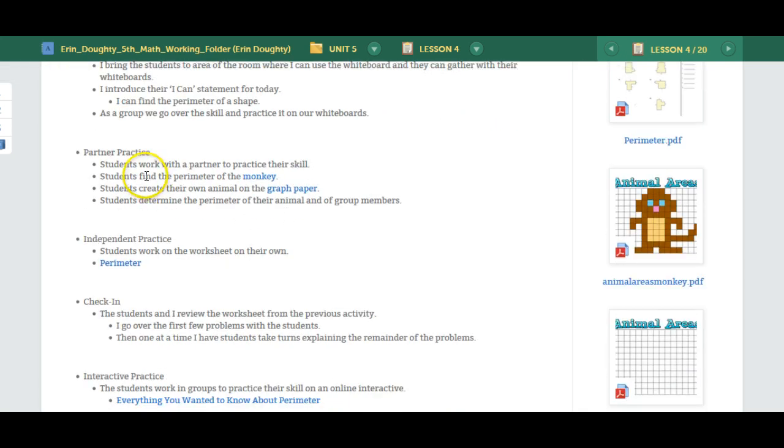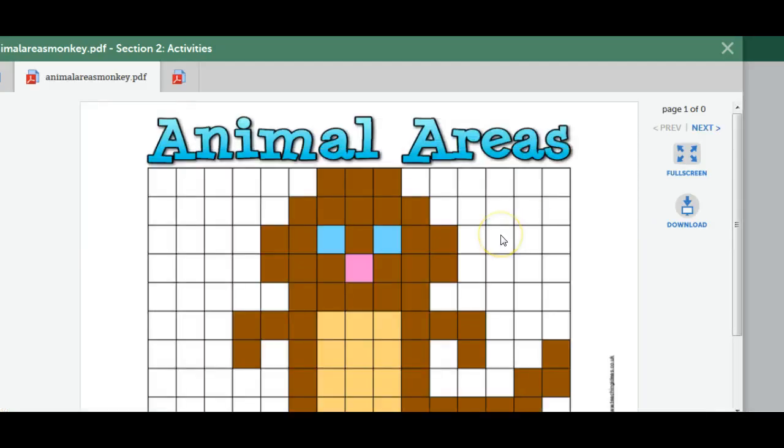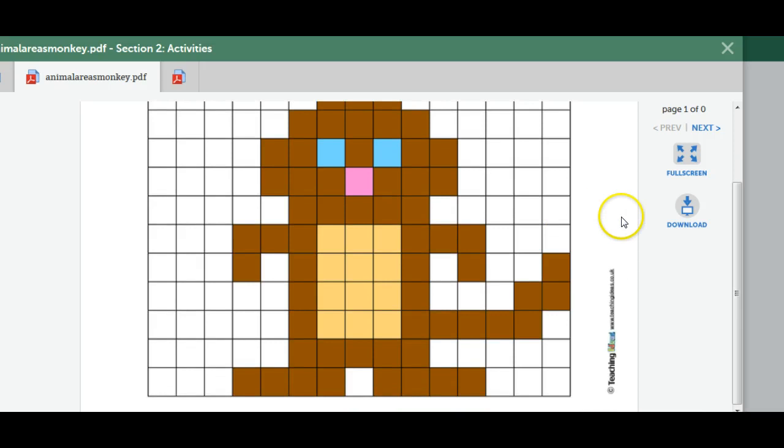The second day, the students will be practicing with a partner. They'll find the perimeter of a monkey, which is over here. And then they will be able to create their own animal on the grid. So here's the first one, that's the monkey.